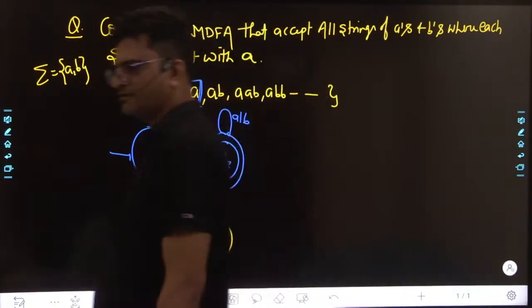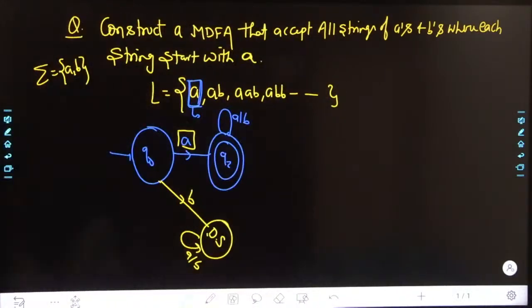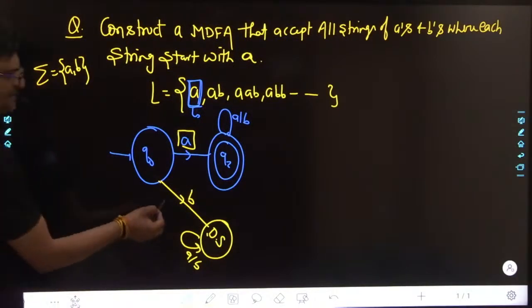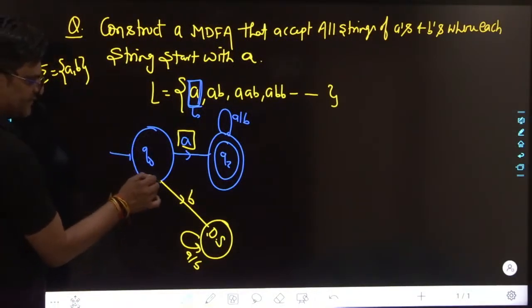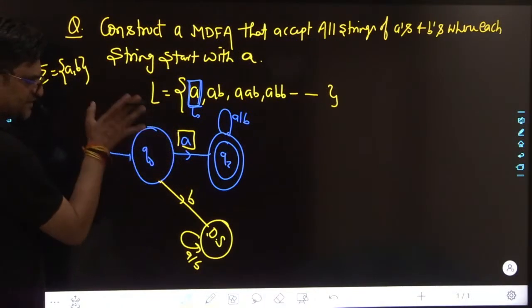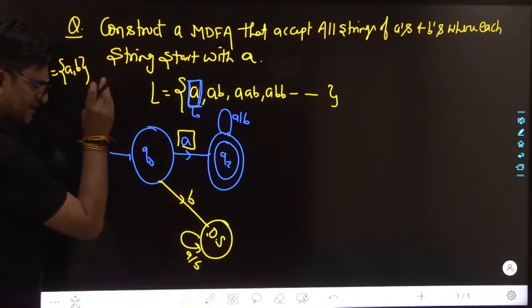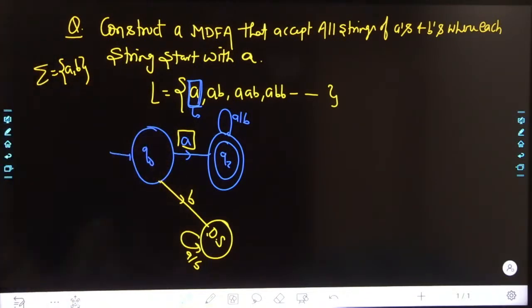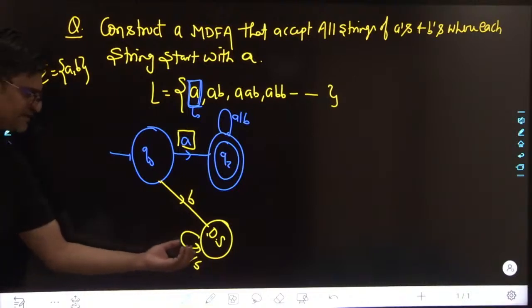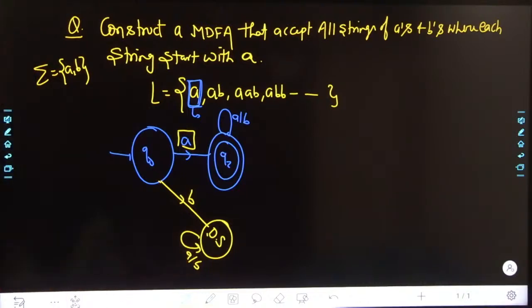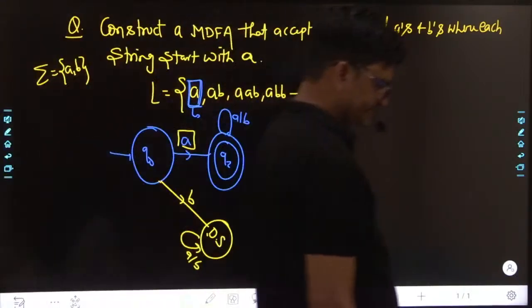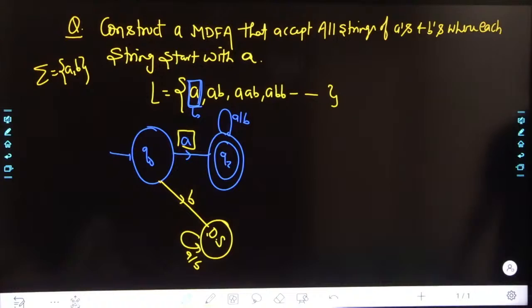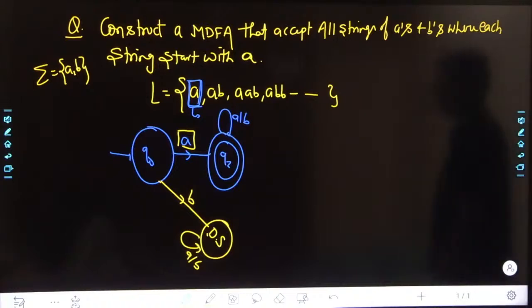Yes, friends? Yadunath, dead state means trap state. If I give B initially, then this machine does not give any response to you. That's why it is called the dead state. Okay? Clear?